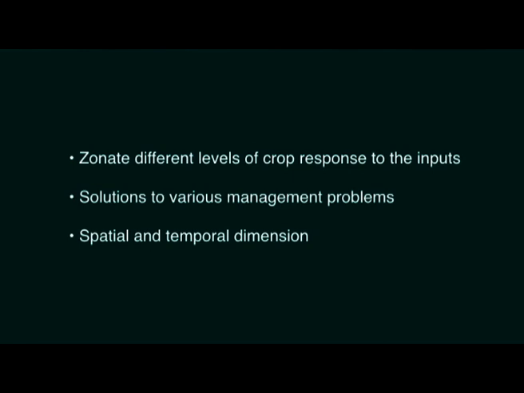Spatial and temporal dimension means that in any agricultural field it is not necessary that all the area has the same soil type, or the same slope, or gets the same kind of water, let it be irrigation from groundwater or surface water. So this will vary in time and space. So those spatial and temporal variations can be easily distinguished, and can be easily mapped by using GIS technology.